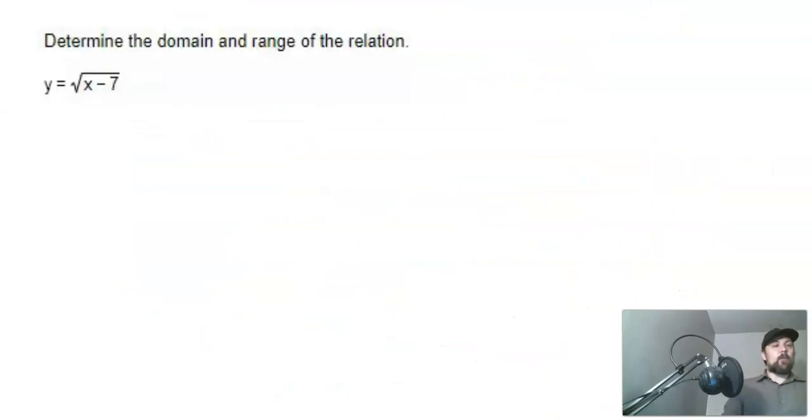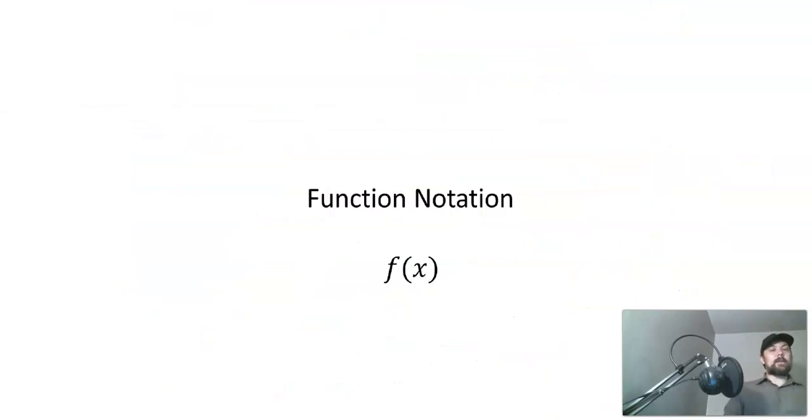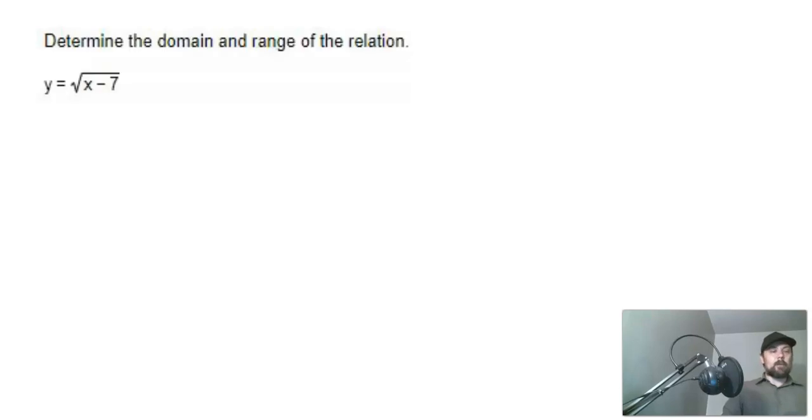Okay. I think we have one more topic here. One more example of that, and then we have function notation. So we're almost done. Determine the domain and range of this relation. Why don't you pause the video and see if you can determine what the limitations are in this problem. I'll give you a hint: both the domain and the range have a limitation this time. So neither answer will be all real numbers.